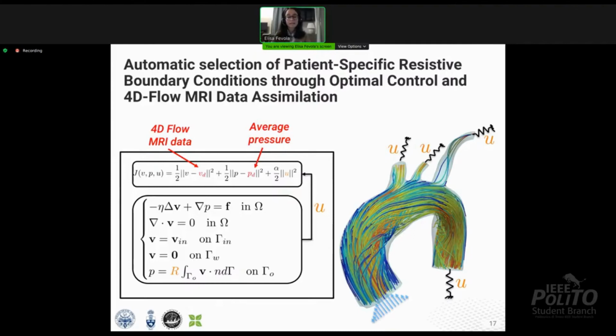In a clinical setting nowadays, in fact, what is done is a manual tuning in order to choose the resistances at the outlet. So there is an operator that knows the values of, for example, velocities in the patients, and changes the resistances accordingly, simulating over and over again the Navier-Stokes problem or Stokes problem until the solutions match the data coming from the patient. So in this way, instead, the selection is automated. I can show you some results of this tool that we propose.